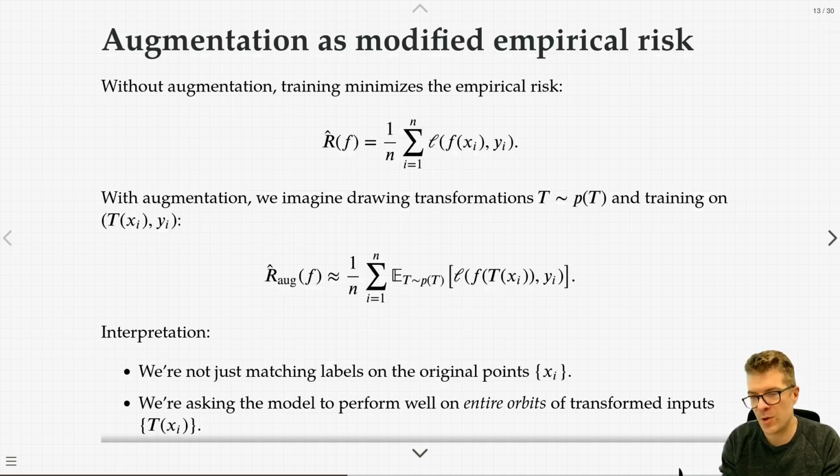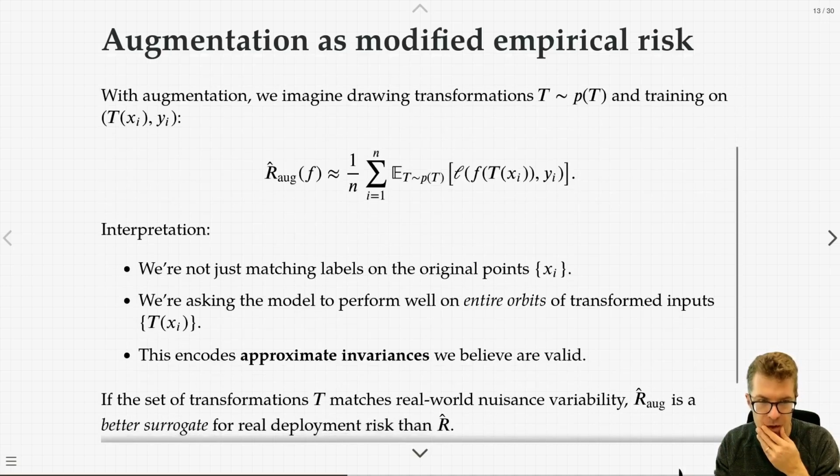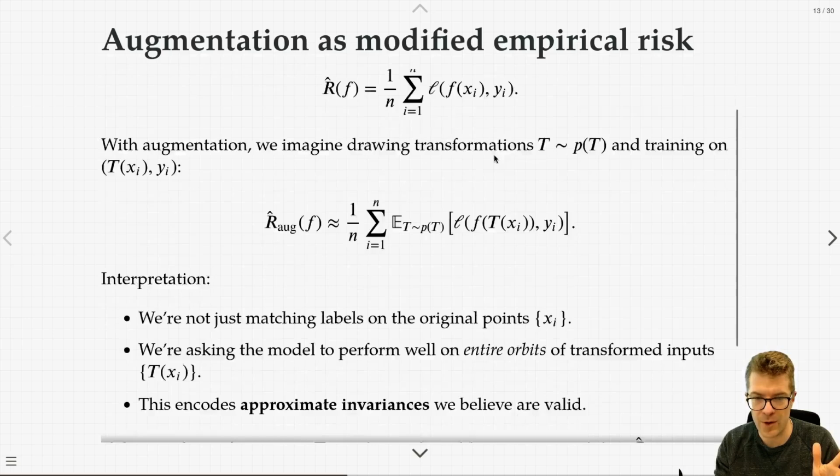This is actually somewhat similar to our conversation about latent spaces. The transformations themselves can be a kind of latent variable. I have lots of possible transformations, and all of them will result in different losses. So I take the expectation over all of these transformations and the losses of each, and get the average over all of the data points I've produced, which gives me an augmented training empirical risk. Here we're not just matching labels on the original points x sub i, like we were in the original empirical risk.